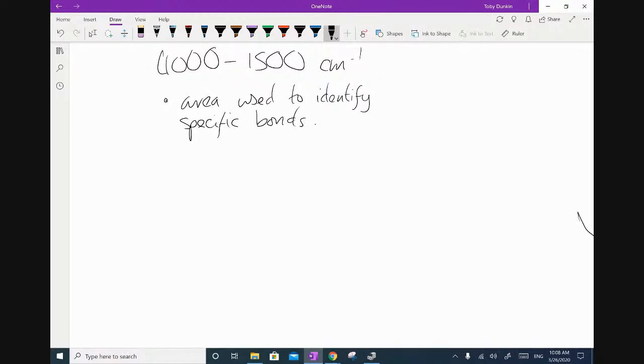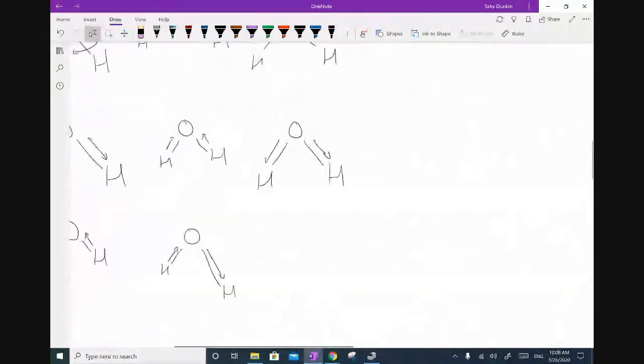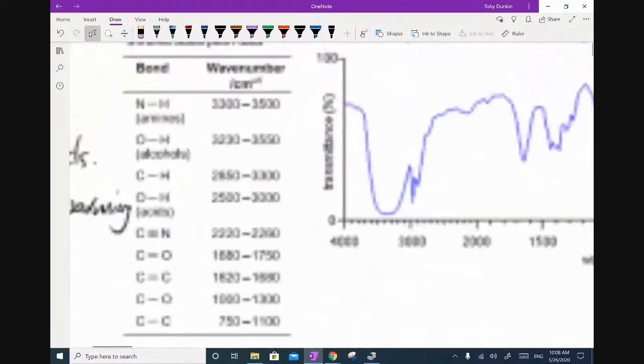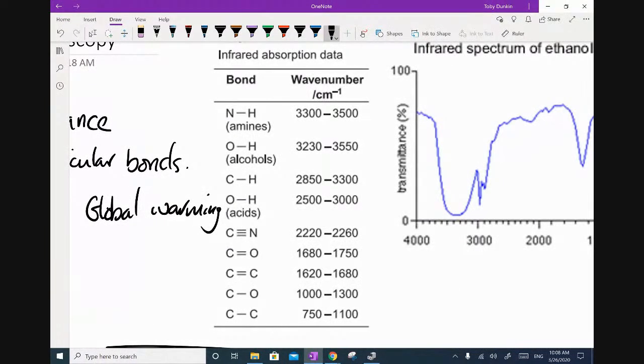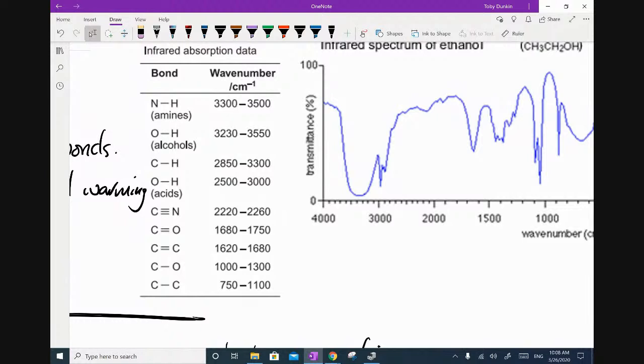Okay, so let's now have a look at some of these bonds. So the first thing, I've got data. Yeah, there we go. So guys, you need to be super happy about this because you're gonna get given this table of data. You don't have to remember it. How good's that? This table of data gives you the bond absorbances. It'll tell you the range of each of the absorbances.